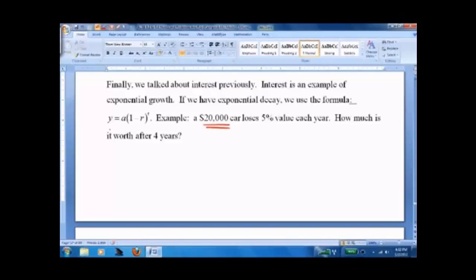So here's our formula. Same as last time, except there's a minus where there used to be a plus. T is your time. R is your rate. A is the amount. So just simply plug it in. $20,000 car, losing 5% value each year. How much is it worth after 4 years?